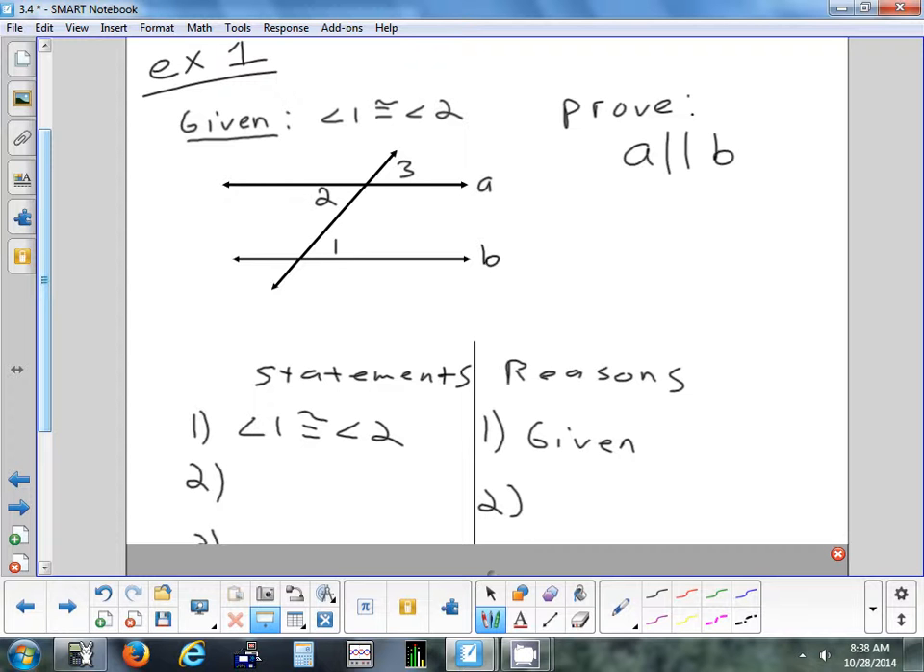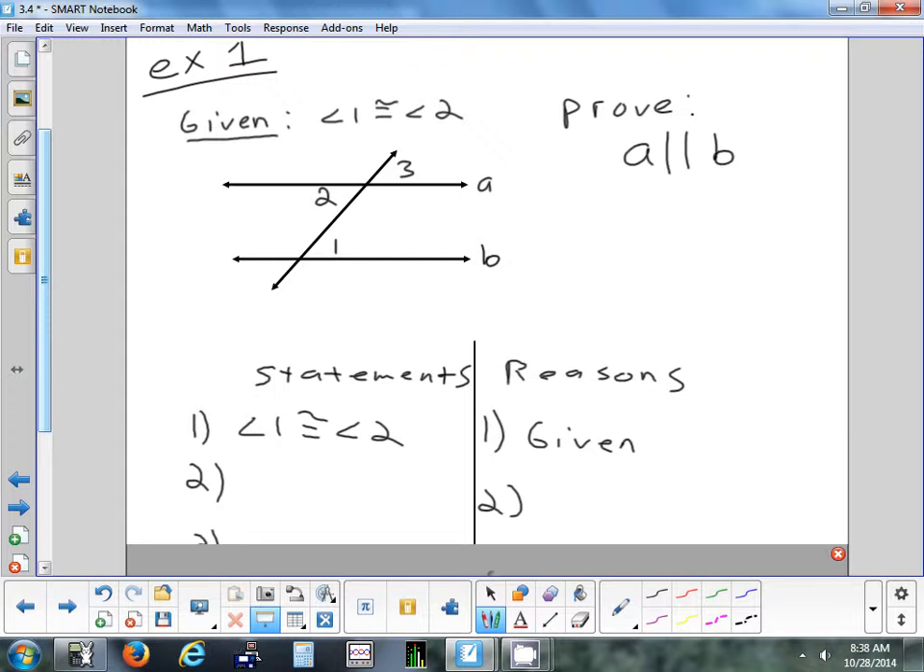Well, 1 and 3 are corresponding. We don't know yet that they're congruent. If A and B are parallel, then they are congruent. But we haven't proven 1 and 3 are congruent yet. But that's going to be my third statement. But statement 2 has to get me there. Statement 1 doesn't say anything about angle 3. So in statement 2, we need to involve angle 3 somehow.